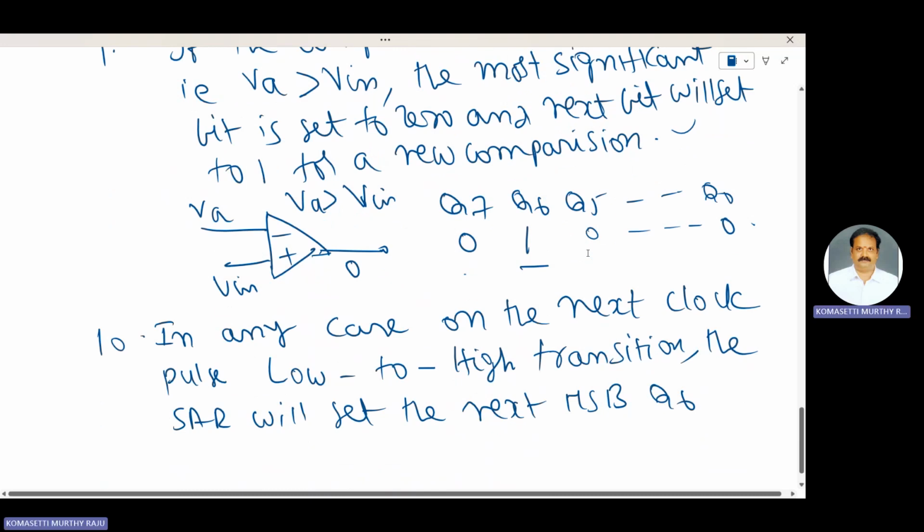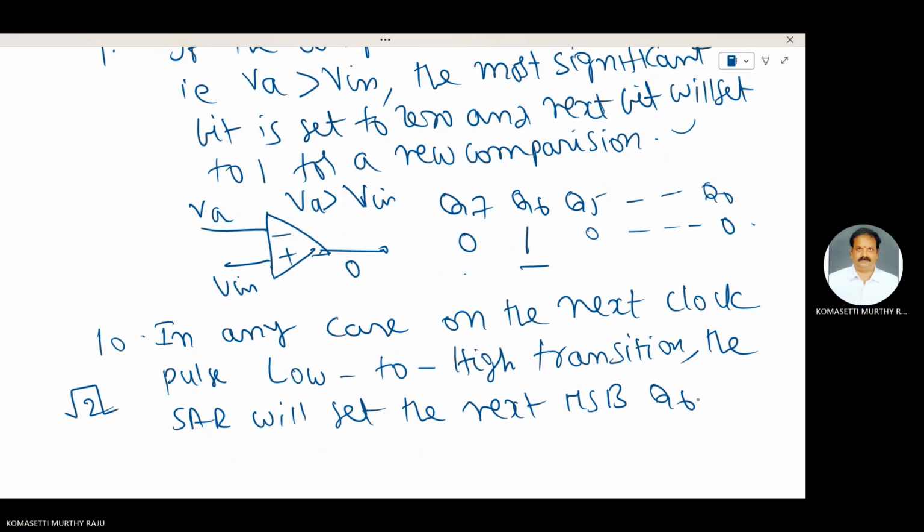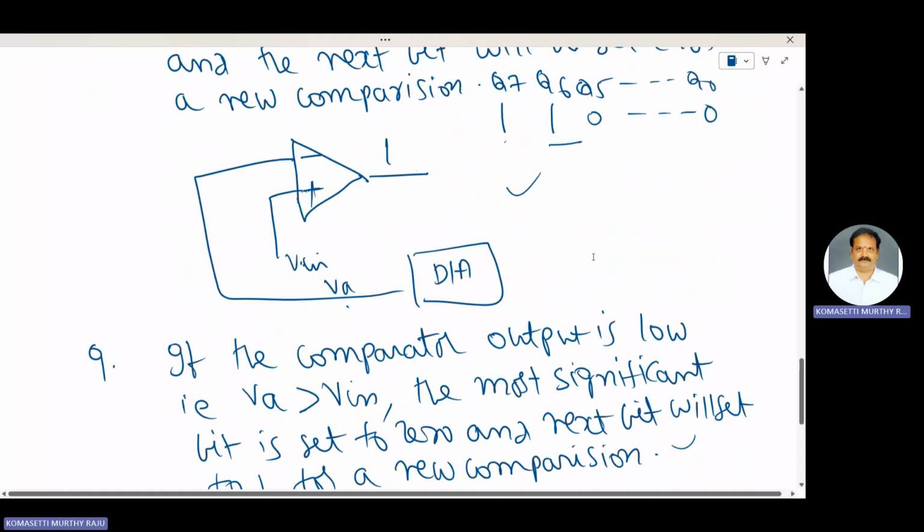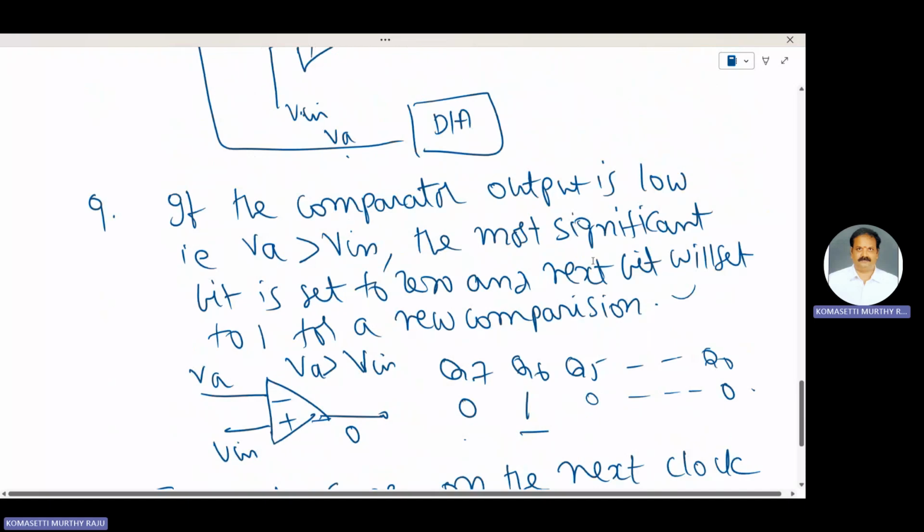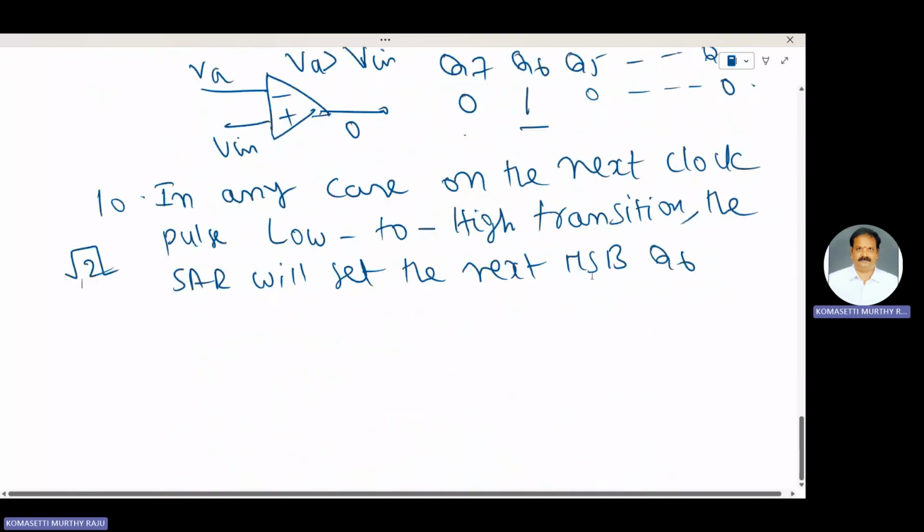And the next clock cycle, second clock low to high transition, the SAR will set the next MSB Q6. Next MSB Q6 means either 8th point case or 9th point case. The Q6 is 1. Depending on the output of the comparator, the SAR, successive approximation register, will then either keep or reset the bit Q6.